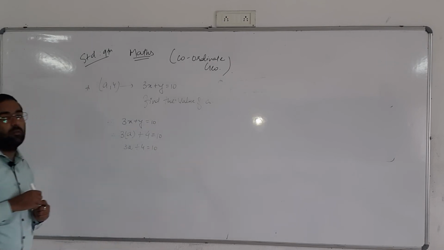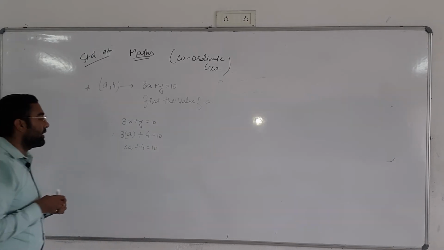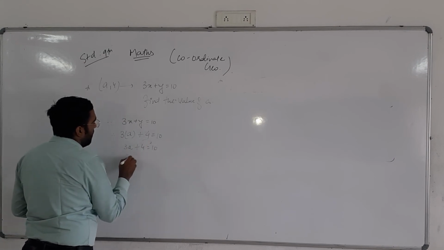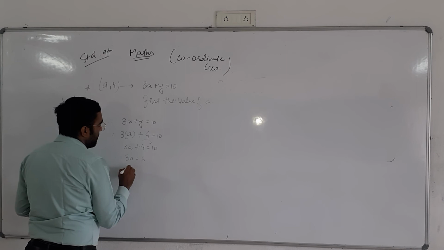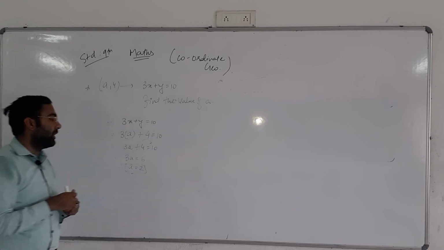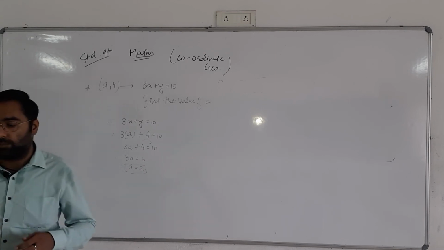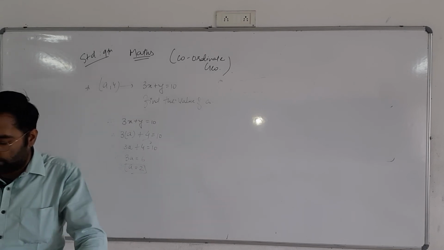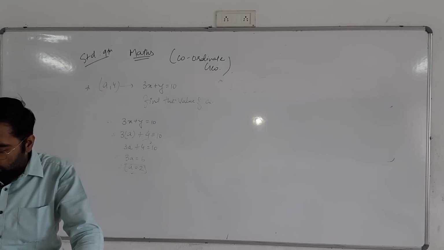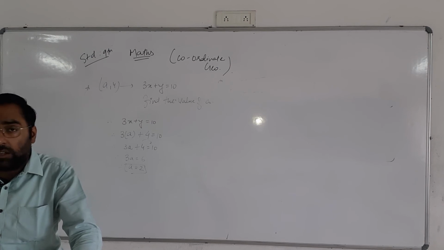Now shift 4 to the other side. So 3a equal to 10 minus 4, that is 6. Therefore the value of a is 6 by 3, which is 2. The value of a is 2. Clear students?